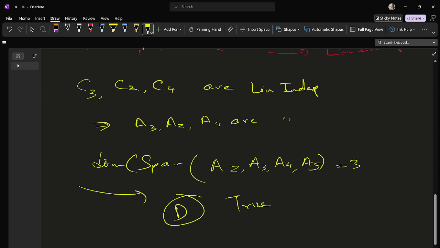So what are the correct answers? Our A is false, and B, C and D are true. So this is the answer of this question.